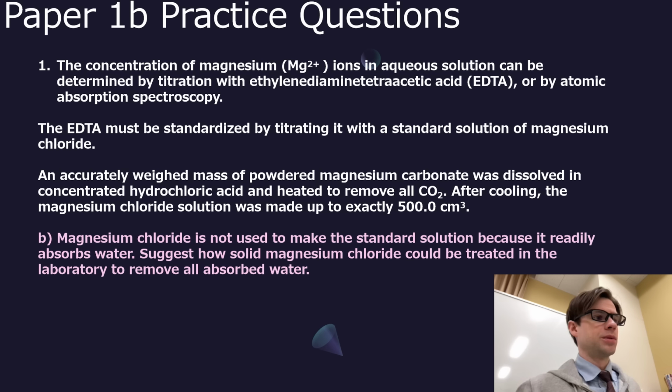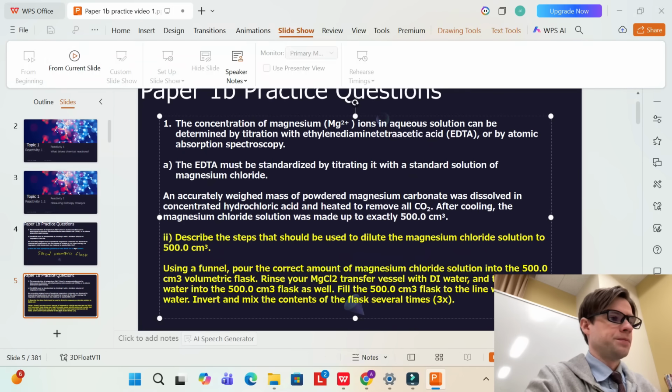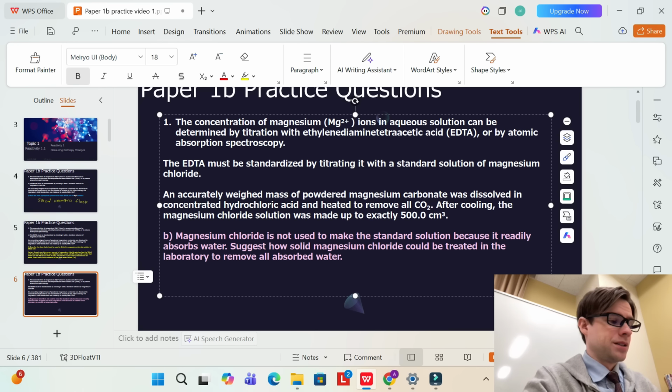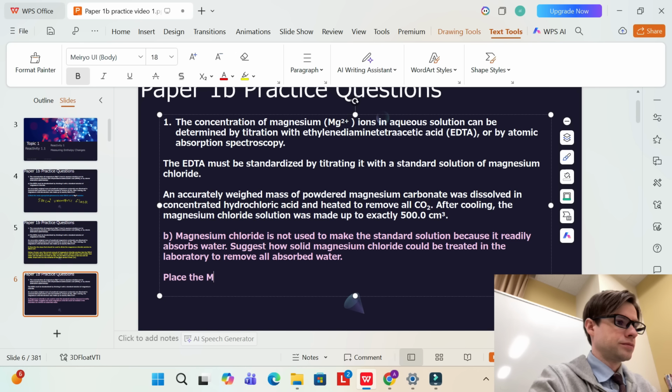1B. Okay, magnesium chloride is not used to make the standard solution because it readily absorbs water. Suggest how magnesium chloride could be treated in the laboratory to remove all absorbed water. Even if you haven't done this before, if you think about it, you might come up with some good answers. I think there are 2 acceptable answers on an IB exam. One of them is to place the MgCl2 solid in an oven to dry it.